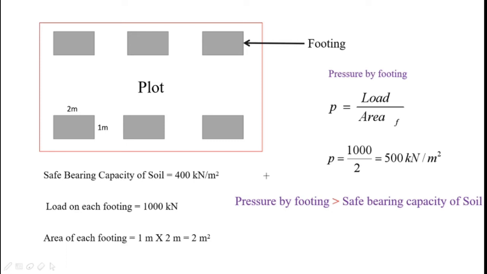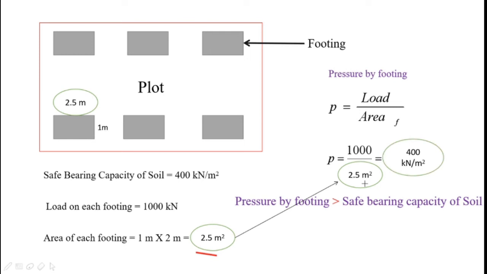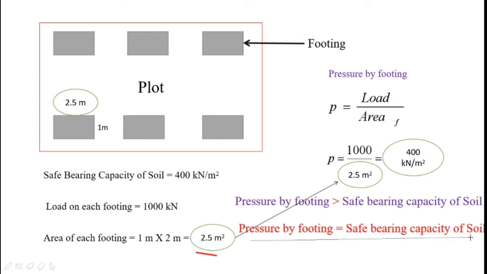What do you have to do? Let's change the dimension of the footing. Instead of 2 meter, I'll make it 2.5 meter. Because of that, my area will also become 2.5 meter square. Now let's put these values into our equation. P equals force per unit area. Force, that is the load, divided by the area of 2.5 meter square. So the pressure exerted by the footing becomes 400 kilonewton per meter square. That means the pressure exerted by the footing is equal to the safe bearing capacity of the soil.